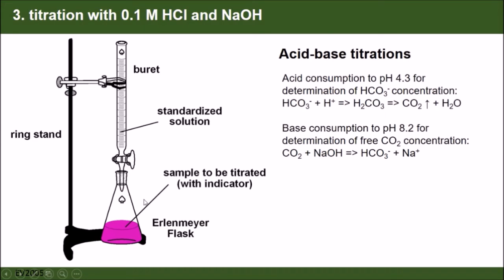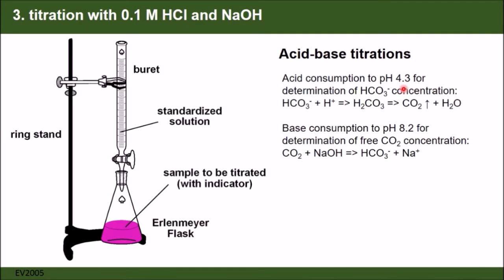So what I want you to do is acid-base titrations. Yeah? That means we want to determine the acid consumption up to a sample pH of 4.3, and we use this amount of consumed acid to determine the concentration of bicarbonate, HCO3 minus, bicarbonate anion, normally the most important anion in soil solution and groundwater, and in most cases at least.